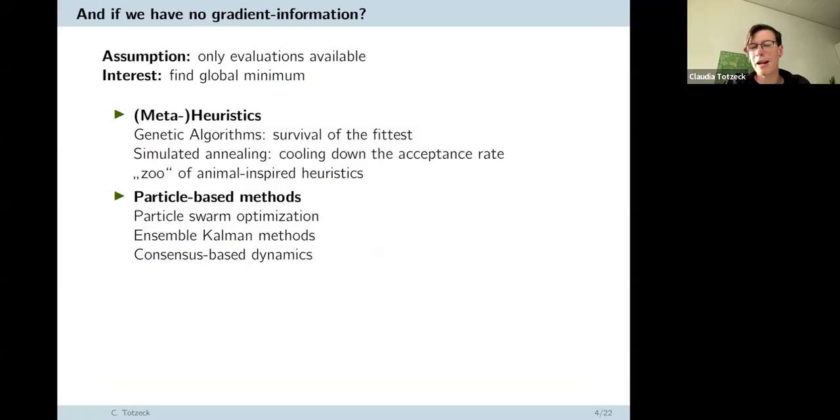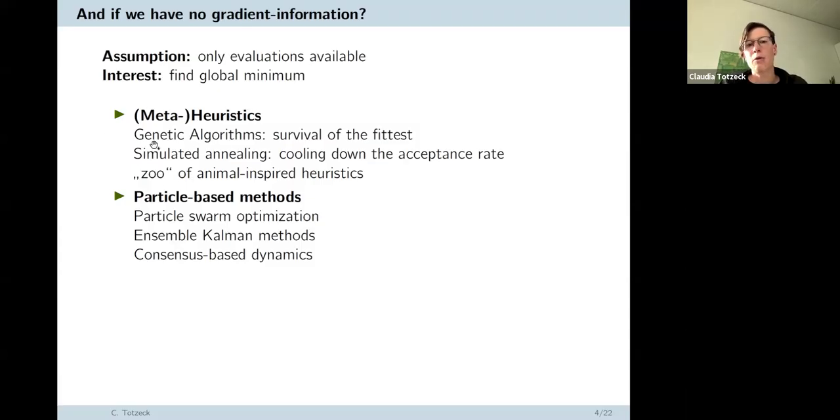Now let's forget about gradients and say, okay, we have just evaluations available. So at a point, I can ask for the function value, and I can ask also on multiple points, but the evaluation is all I have. And my interest is to find a global minimum. So I'm not happy with the local one. I really want to find the global one. And there are many, many heuristics on the market.